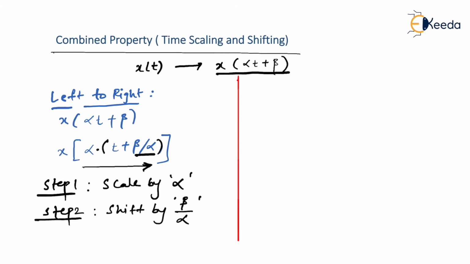So if you want to solve for x of alpha t plus beta, what we did, first of all, we made t coefficient free by taking alpha common. Then what remains inside? If I take alpha outside, then it becomes t plus beta by alpha. Then in left to right approach, first of all, we scale by alpha, then we shift by beta by alpha. This is what we call left to right approach. So now I'll tell you what is right to left approach.